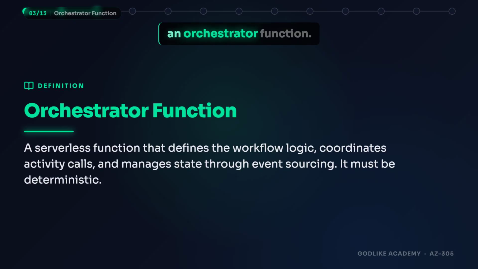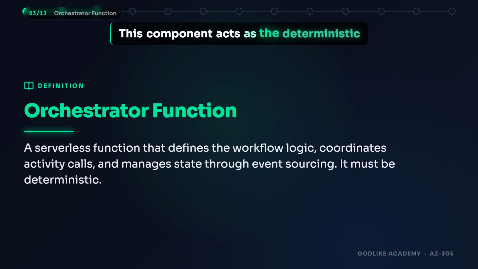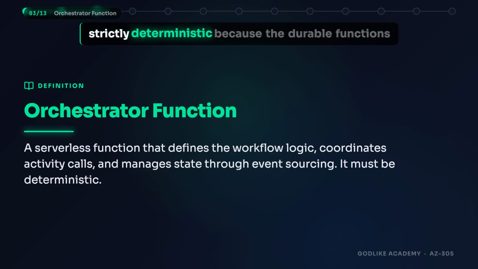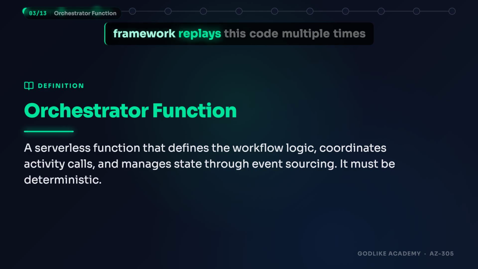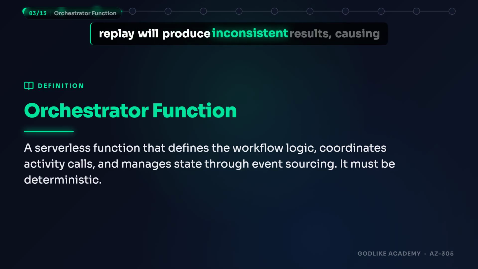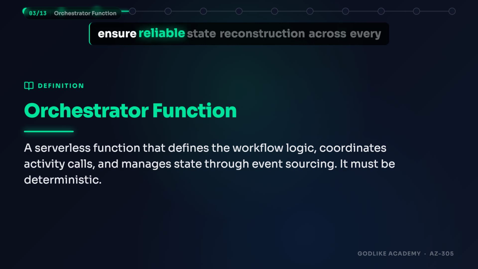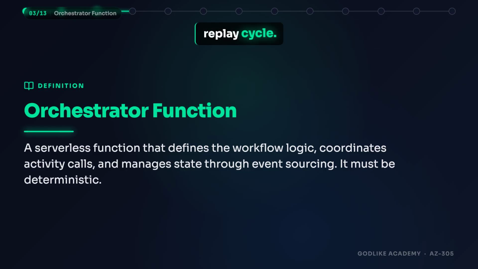Let's lock in the definition of an orchestrator function. This component acts as the deterministic engine driving your workflow logic, defining the exact execution order and conditional branches for all tasks. Crucially, orchestrators must remain lightweight and strictly deterministic because the Durable Functions framework replays this code multiple times during execution to rebuild state. If you introduce randomness or external I/O calls inside an orchestration trigger, the replay will produce inconsistent results, causing the workflow to crash or enter an infinite loop. Always keep orchestration logic pure to ensure reliable state reconstruction across every replay cycle.